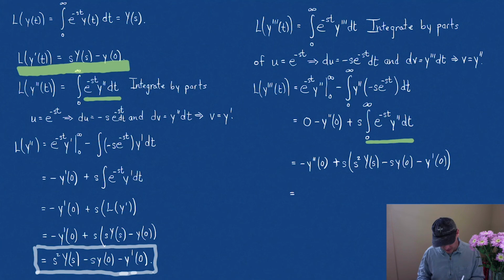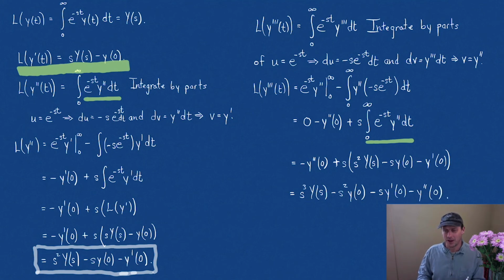If I clean this up, I'm going to write it in decreasing powers of s. So s cubed capital Y of s, minus s squared y of 0. Then I'm going to have a minus s y prime of 0. And finally, we're going to have a minus y double prime evaluated at 0. And that is the Laplace transform of both the second and third derivatives.